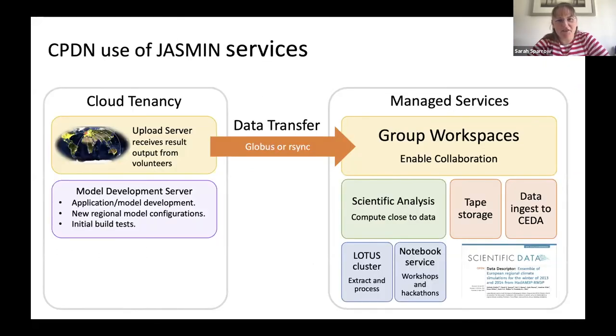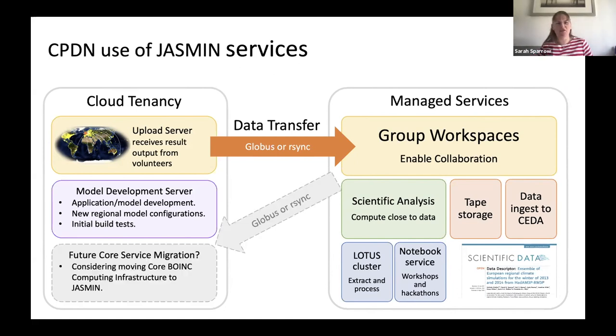So just to finish off, as you can see, we're already using JASMIN and JASMIN services quite widely throughout the project, and this has been really successful for us. In the future, we're considering moving a lot of our core service machines out of Oxford into the cloud tenancy at JASMIN. This will help facilitate various other bits of data transfer and things that we're doing.